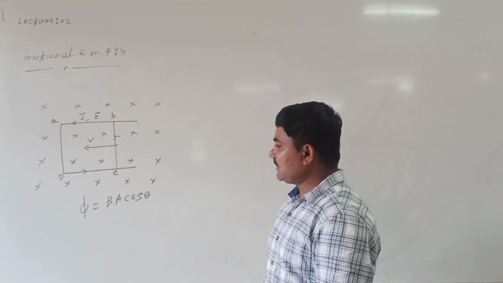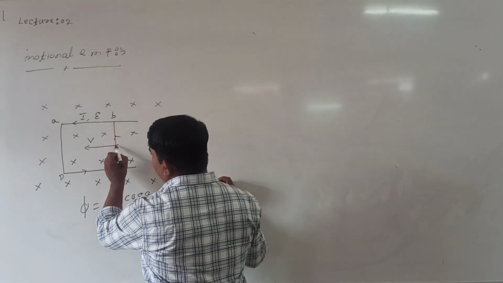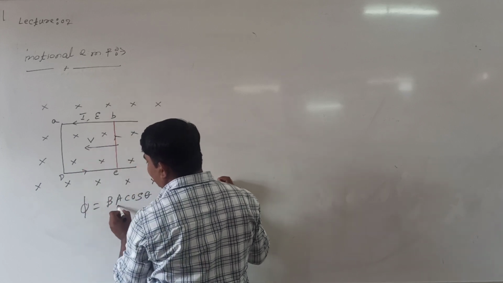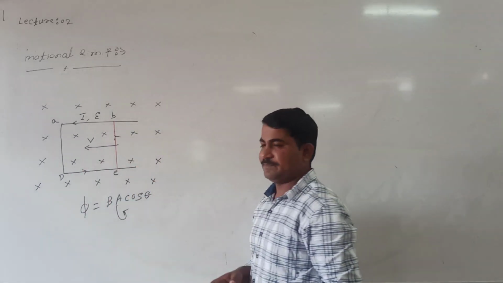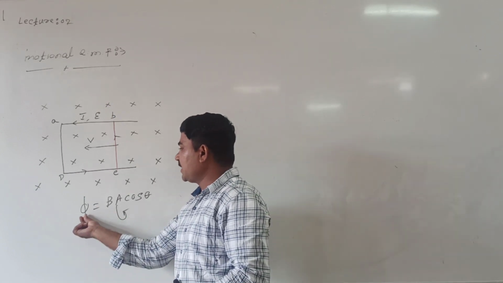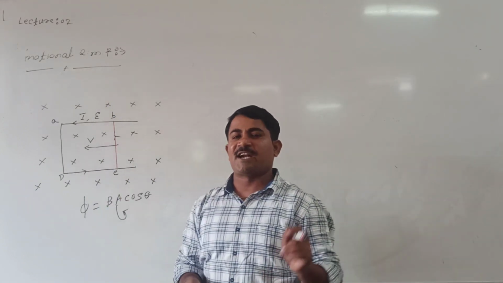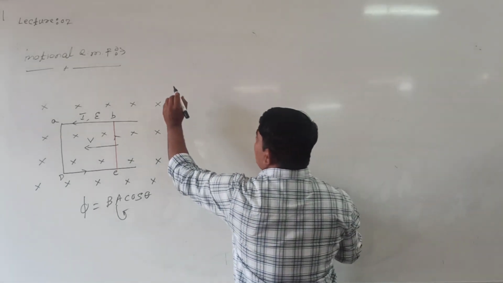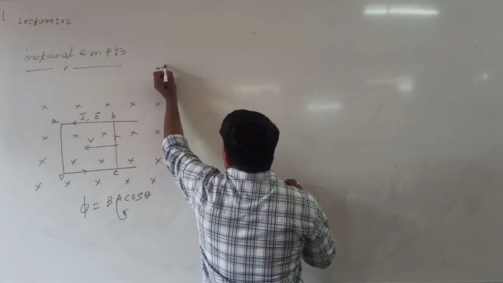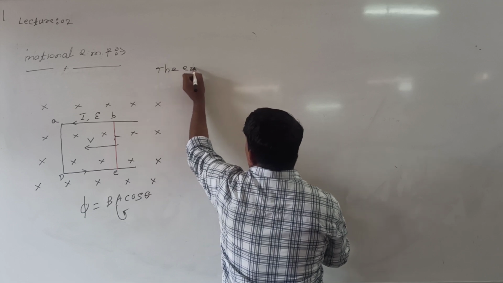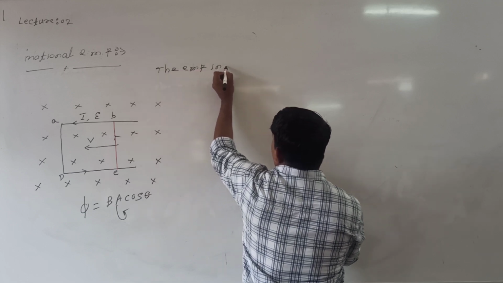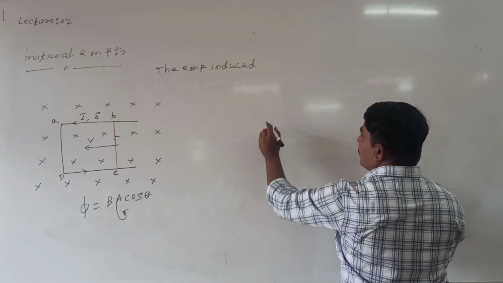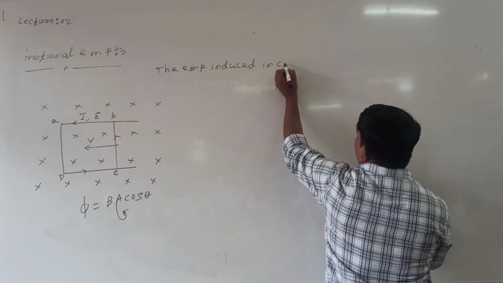Right? Here what happens? Whenever this conductor moves in the magnetic field, what changes? Area changes. Whenever area changes, EMF is induced. That we call motional EMF. How to define motional EMF? The EMF induced in a conductor.